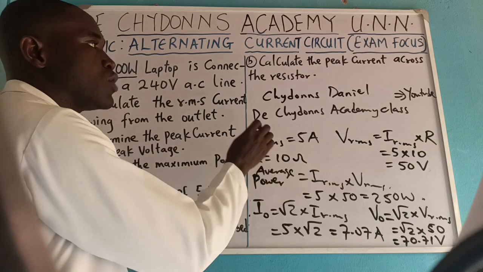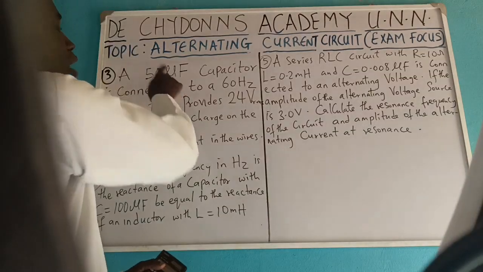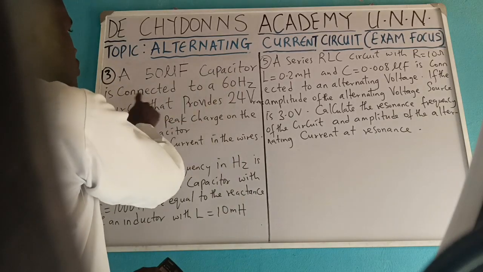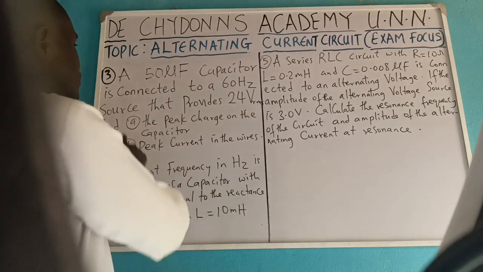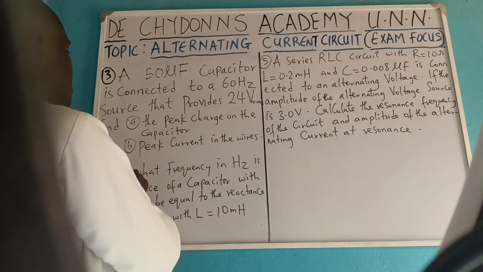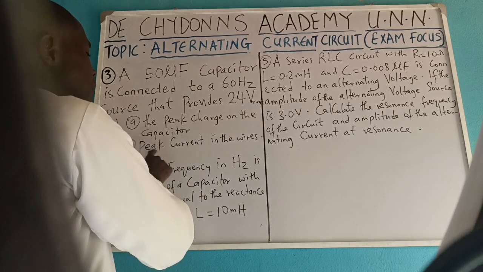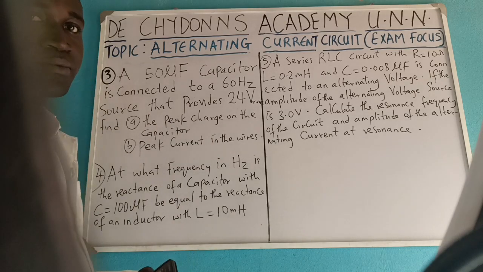This is how you can solve it. Let's go to question number 3. A 50 microfarad capacitor is connected to a 60 hertz source that provides 24 V root mean square. Find the peak charge on the capacitor and find the peak current in the wires.